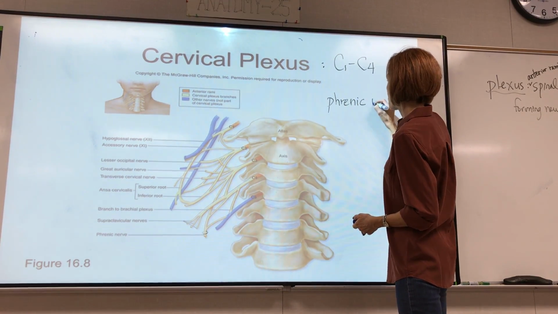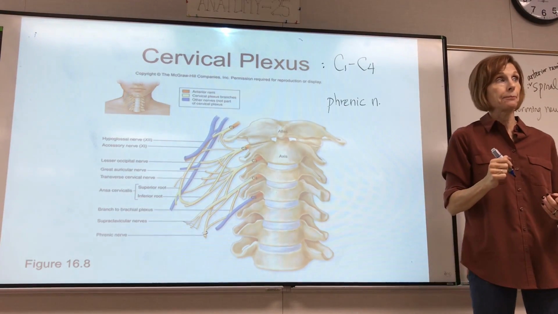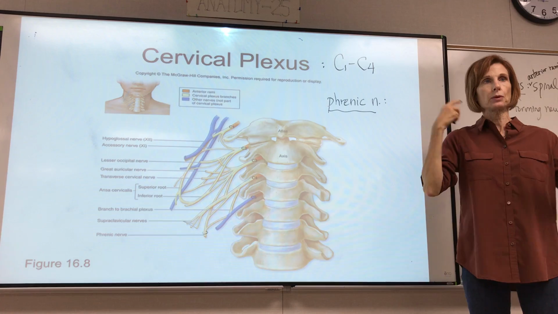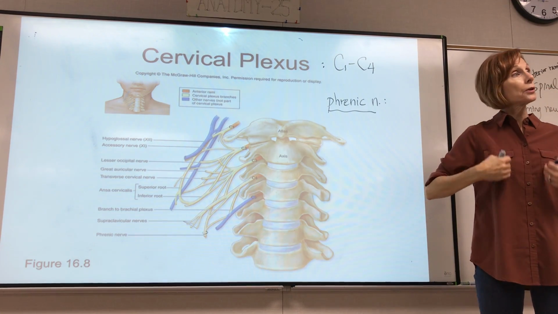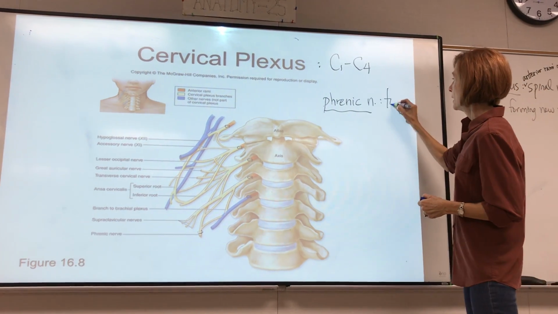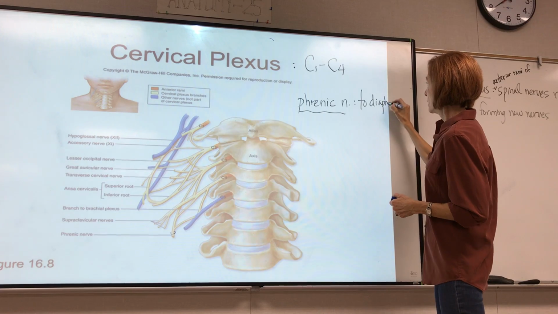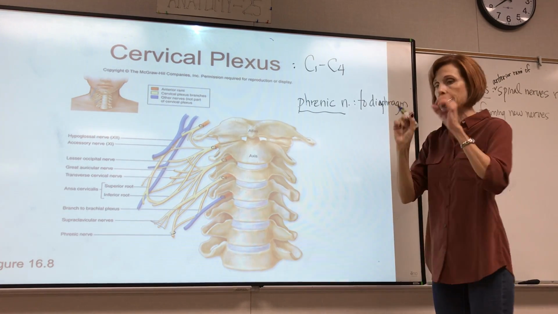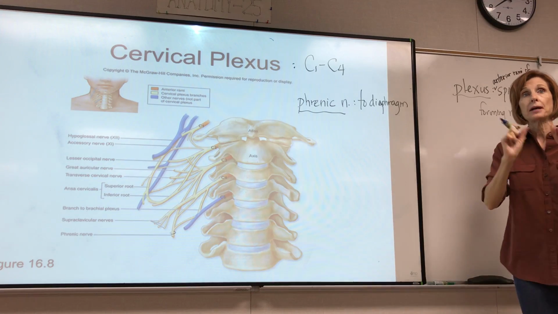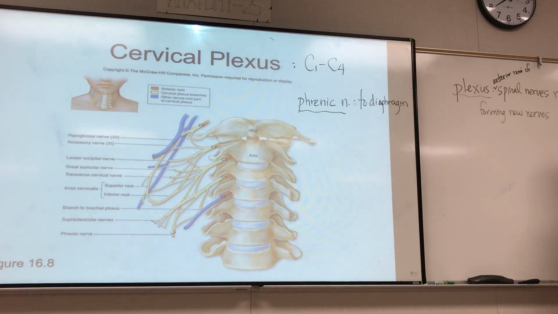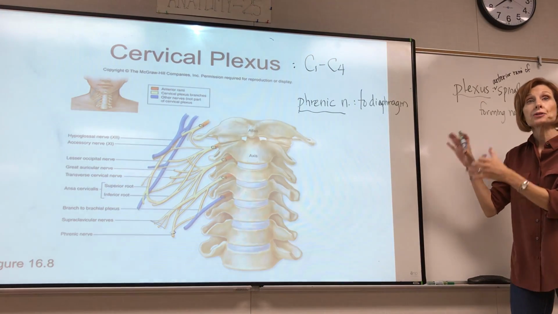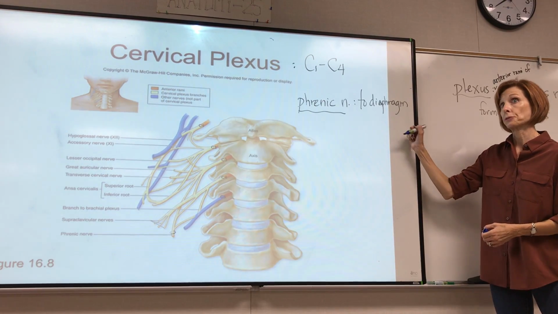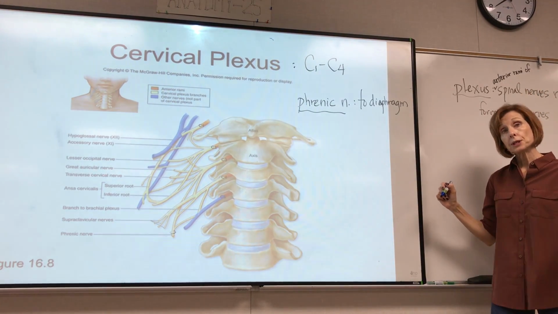Phrenic is a term that actually refers to the diaphragm. And so this nerve will actually go all the way down. We have one on the right and one on the left. It will go all the way down to the diaphragm muscle, and it supplies the diaphragm. So this is a really important nerve. This is a nerve that sends a signal, sends action potentials to the diaphragm every few seconds, causing it to contract. Without the contraction of the diaphragm, we cannot breathe. So, important nerve.